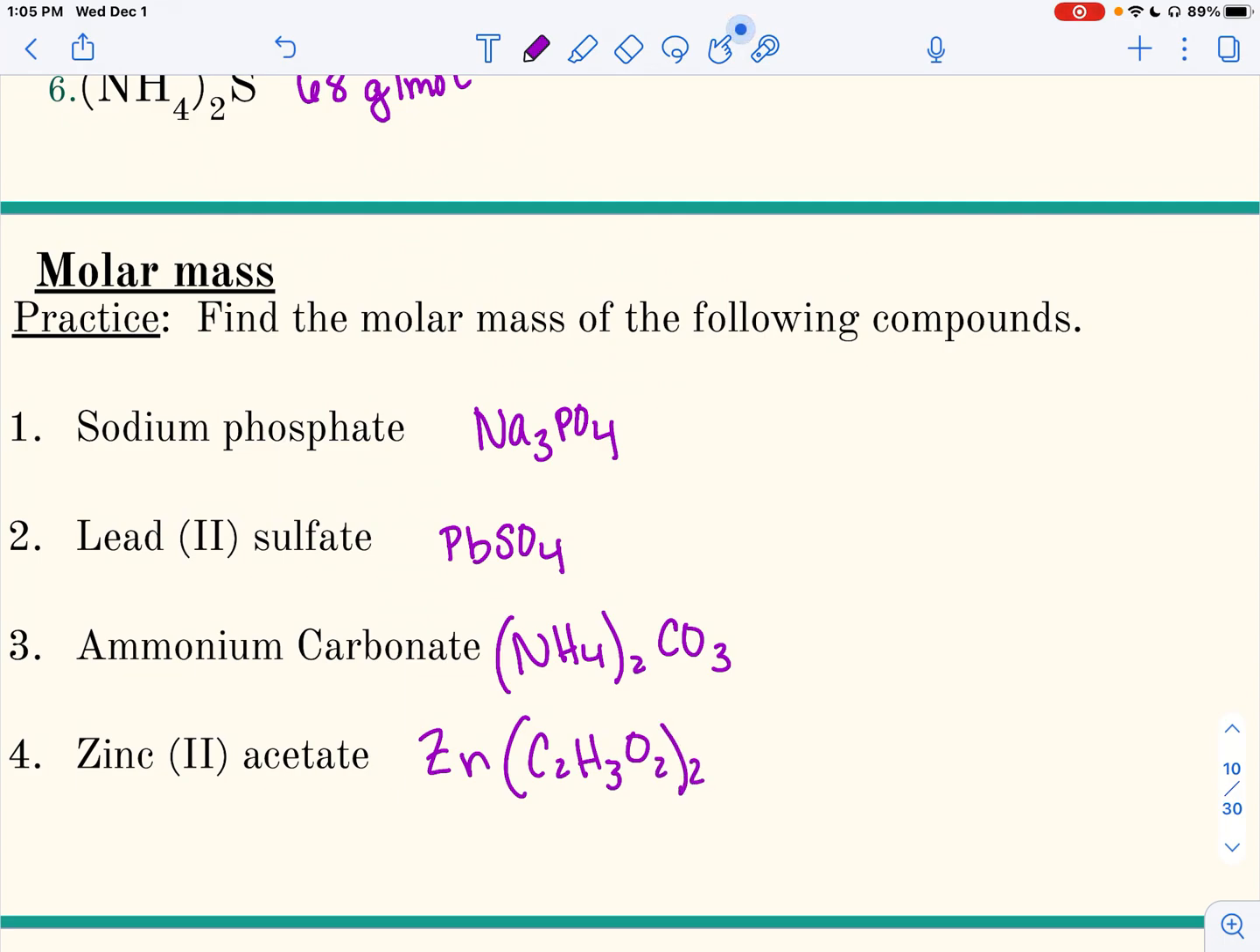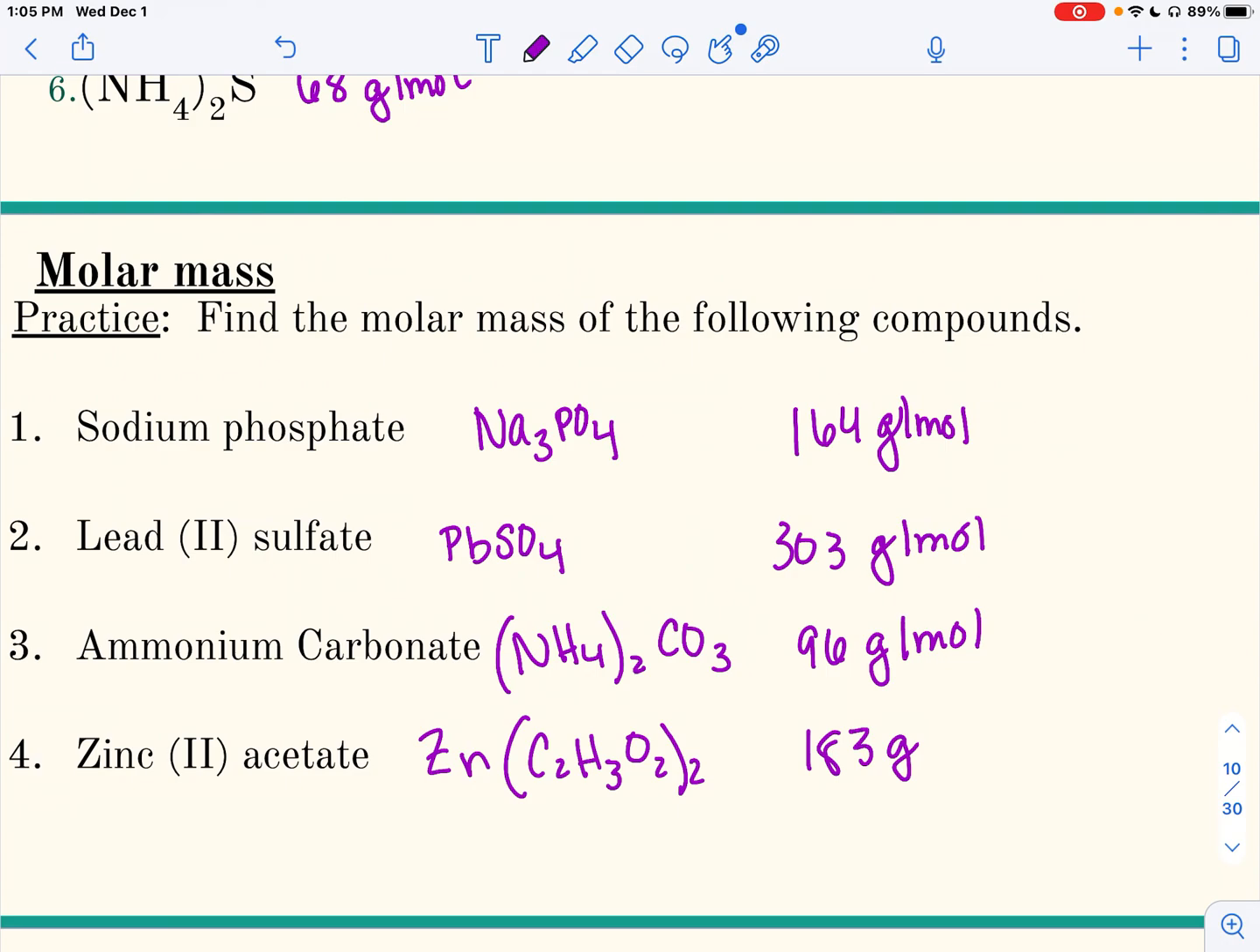So those are the formulas. Again, if you didn't get any of those right, just pause this, do out your molar mass over again. And then the answers for molar mass. And that's it for molar mass.